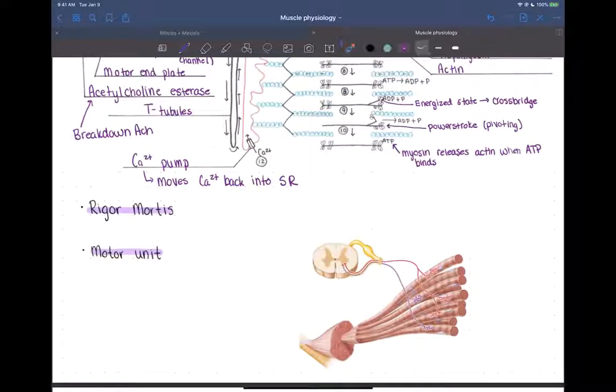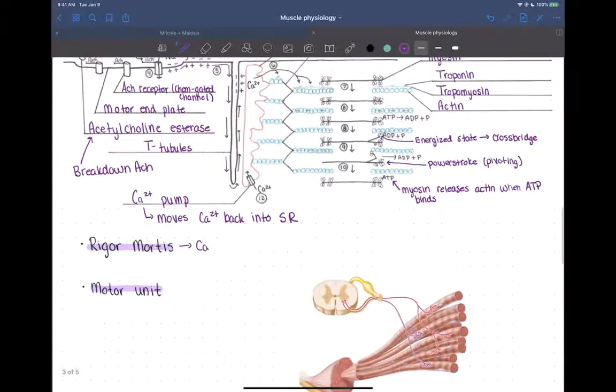And so what happens with rigor mortis is that the sarcoplasmic reticulum breaks down as the body is decomposing, and calcium is released from the SR.